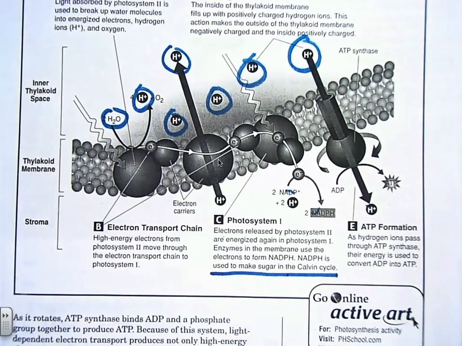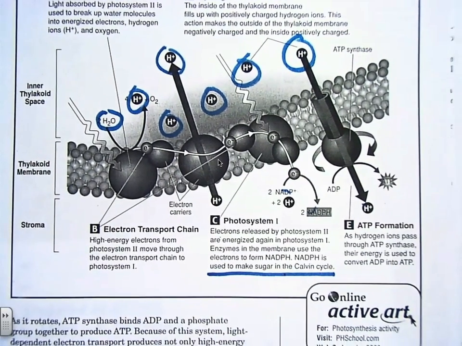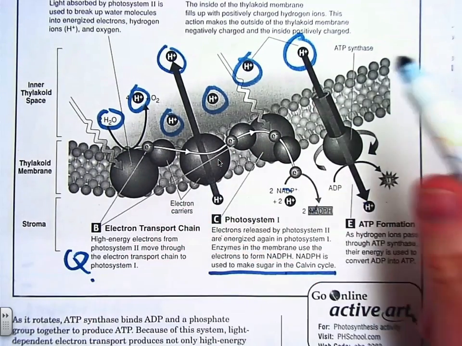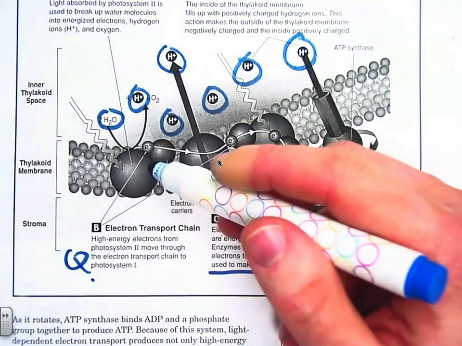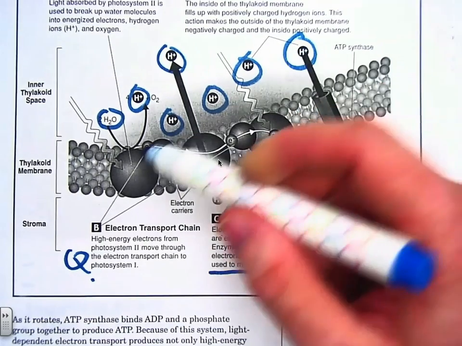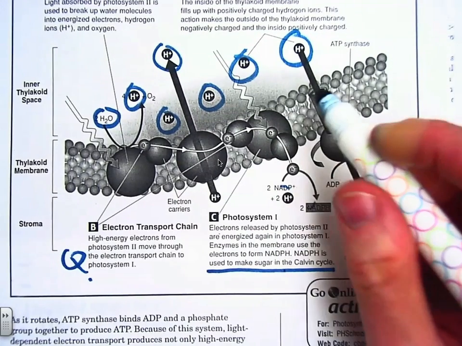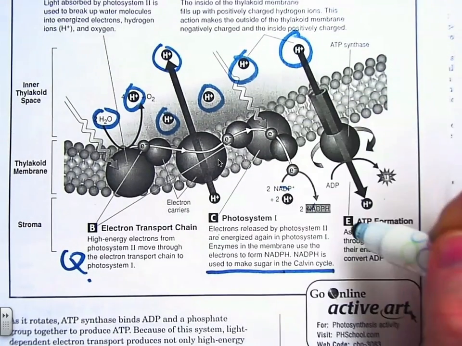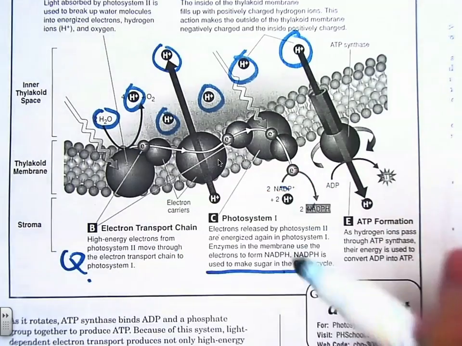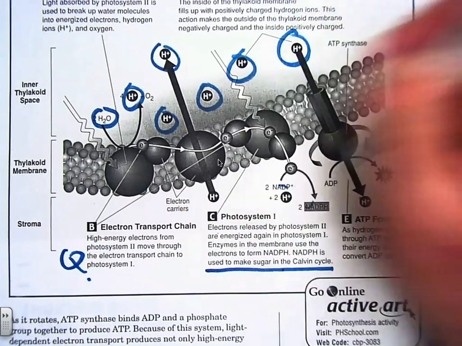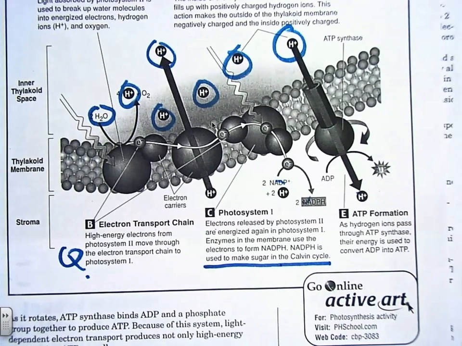Great quiz question. What happens in photosystem 2? Oh, I know what happens. Water is broken down, and electrons are energized to a higher level. What happens in photosystem 1? Oh, I know what happens. Light comes in and energizes the electrons from photosystem 2 and makes NADPH. Okay, sweet.